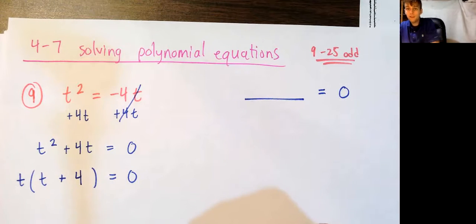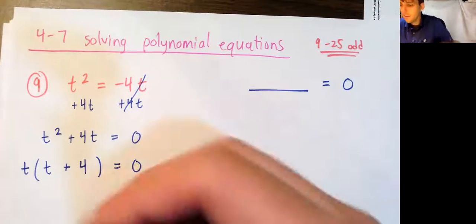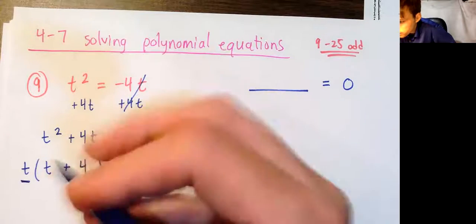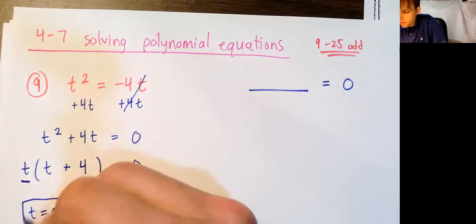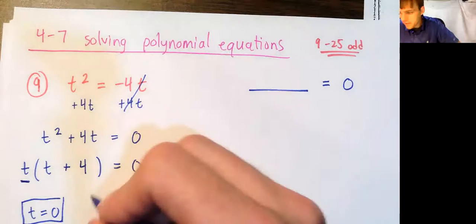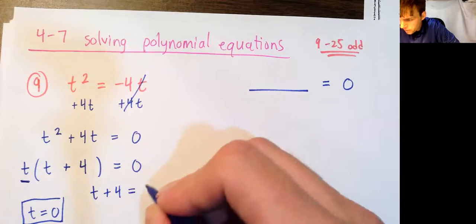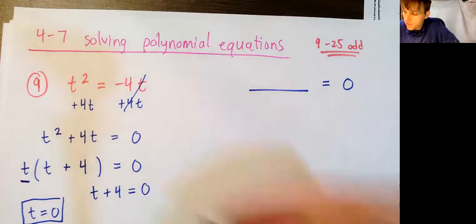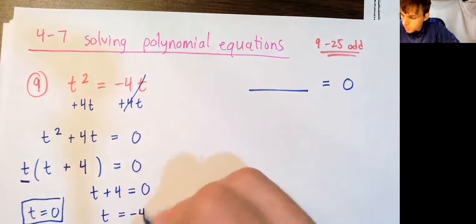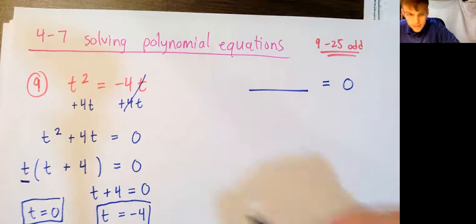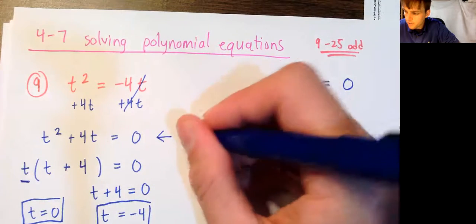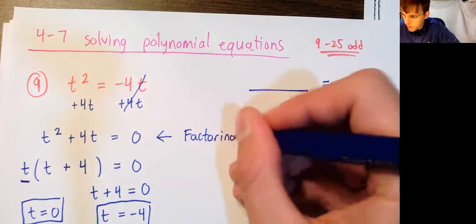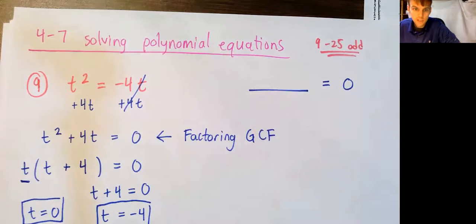Now you're going to go ahead and split this up using your zero product property into two equations. The first one is real easy. It's just going to be t equals 0. That's a solution. It's one of my solutions. And then the other one, t plus 4 equals 0. Solving this will give us our second solution. t is equal to negative 4. So that one was not too bad. All we had to do is factor by what's called a greatest common factor, or a GCF, to get my proper factoring.